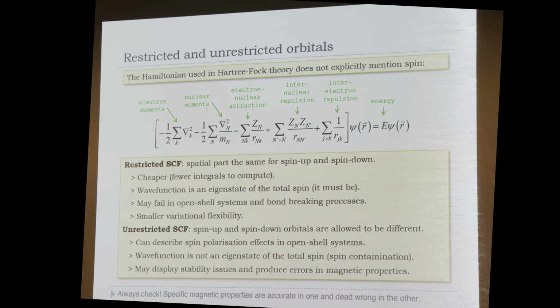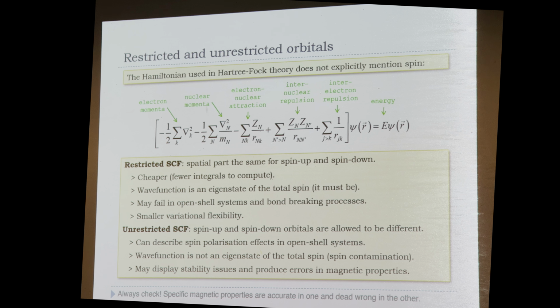And so one reasonable approximation that, once again, you will encounter a lot in the literature and the options is to say, well, this is non-relativistic quantum mechanics, and so from physical reasons we know that the spatial part of the wave function for spin up and spin down must be identically the same. That would save us a lot of calculations because two orbitals are going to share the spatial part, and so that is cheaper because there are fewer integrals to compute. It also has the lovely side effect that the wave function stays an eigenfunction of the total spin, and that is a requirement for non-relativistic quantum mechanics, so that is correct.